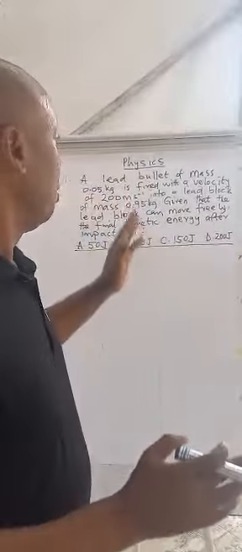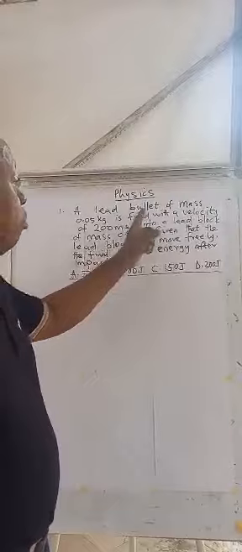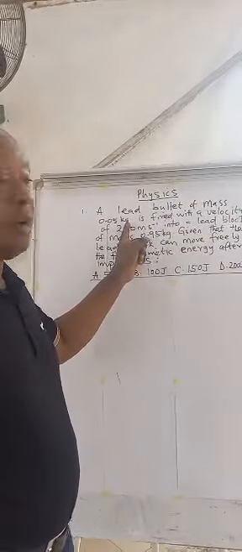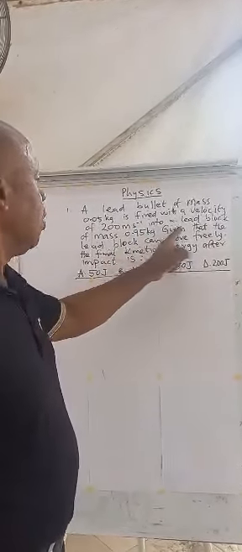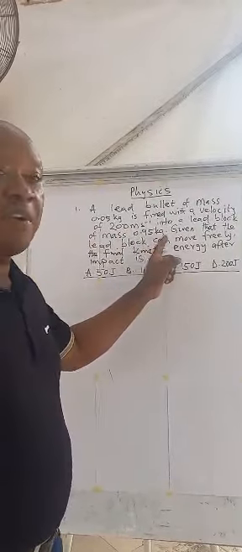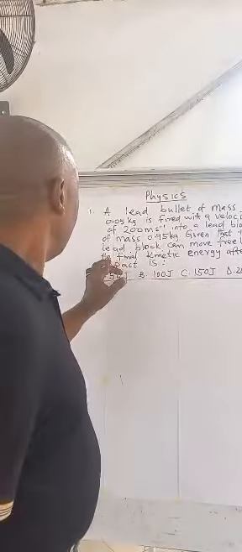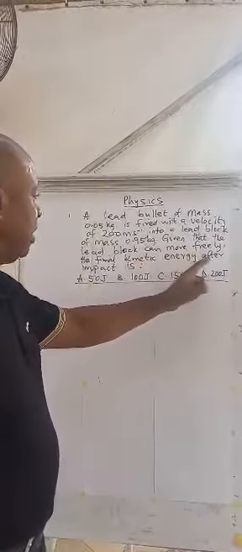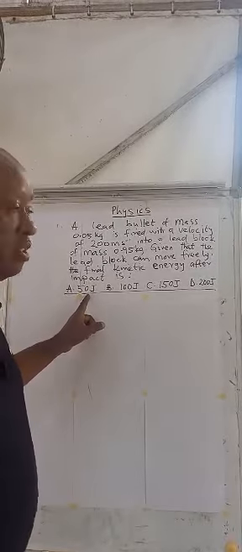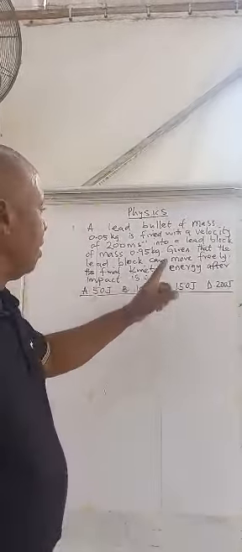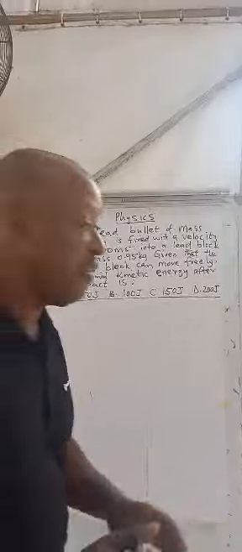Today we are going to be discussing physics. We have a physics question to answer. A lead bullet of mass 0.05 kilogram is fired with a velocity of 200 meters per second into a lead block of mass 0.95 kilogram. Given that the lead block can move freely, the final kinetic energy after impact is what? It's an objective question. We have A, 50 joules, B, 100 joules, C, 150 joules, or D, 200 joules. Which is the answer? So we'll solve it.